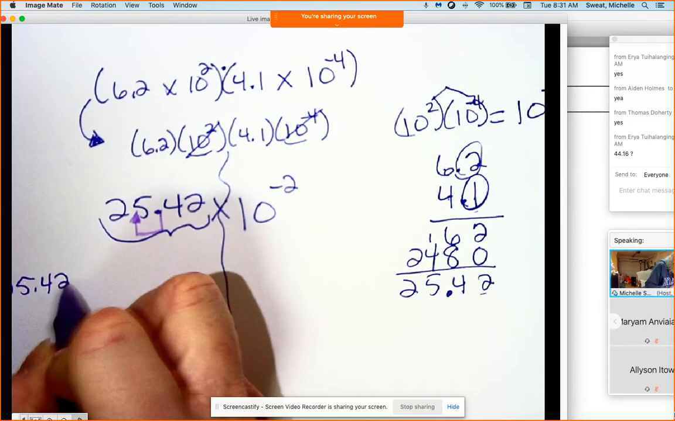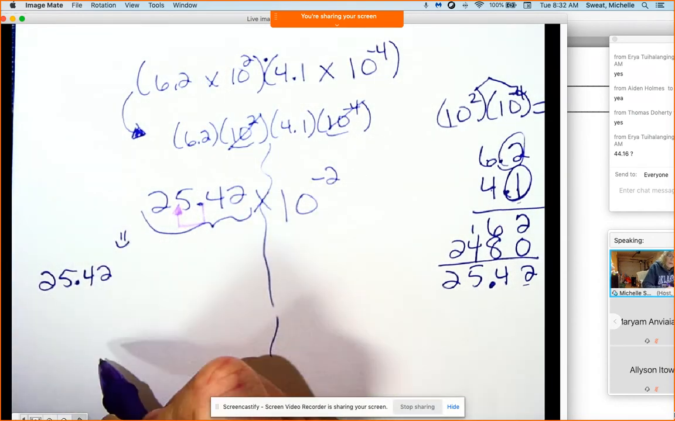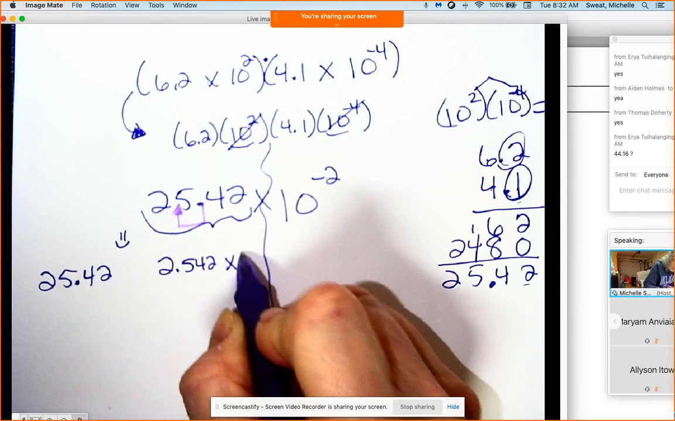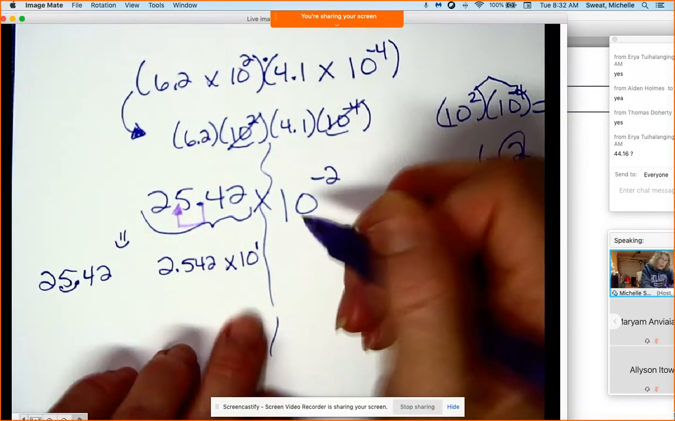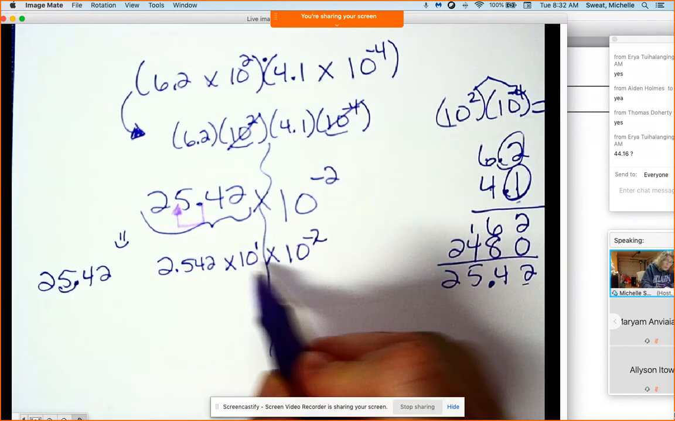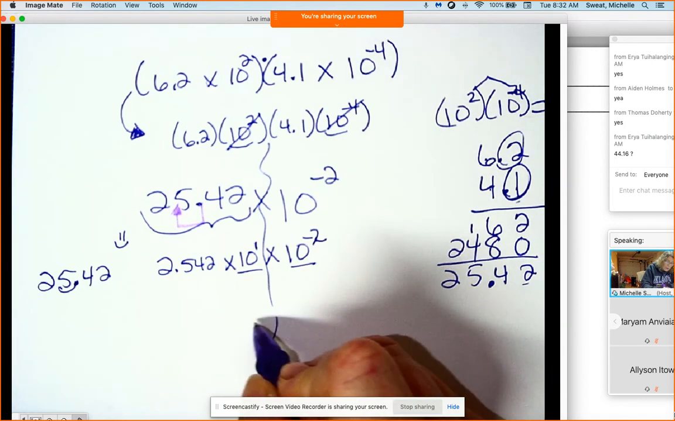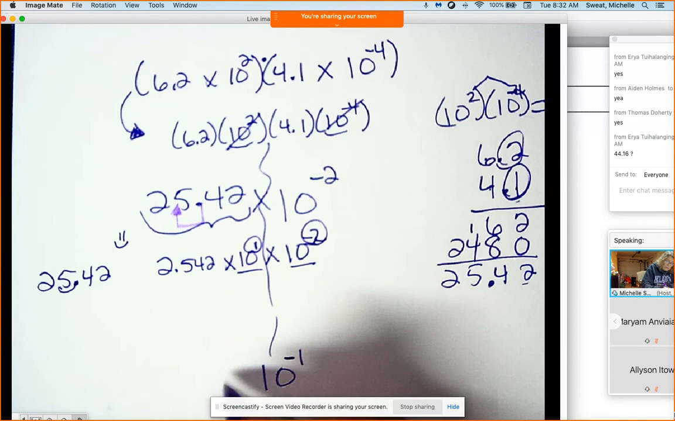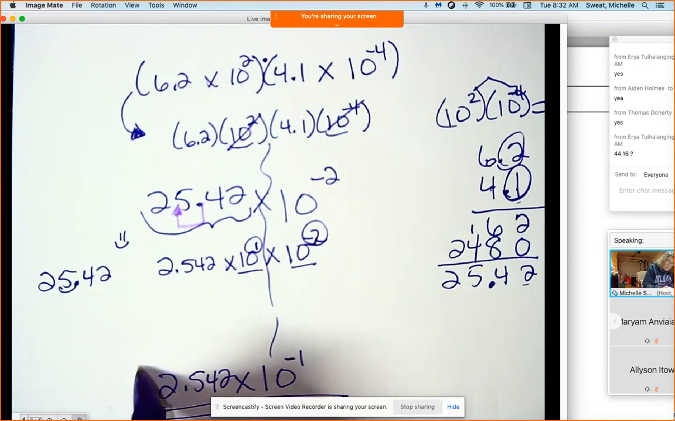25.42. If I went to McDonald's and got a job and they said I'm getting paid that per hour, I'd be pretty happy. So I'm going to rewrite this as 2.542 times 10 to the, we've got to move it one place first. Now I'm going to drop this down and say, oh, I also have times 10 to the negative 2. Well, last week when you had the same bases, you combined them into one pile, 10. You combine these, 1 and negative 2 is negative 1, and then you're just going to write this 2.542. Okay? It's that simple.